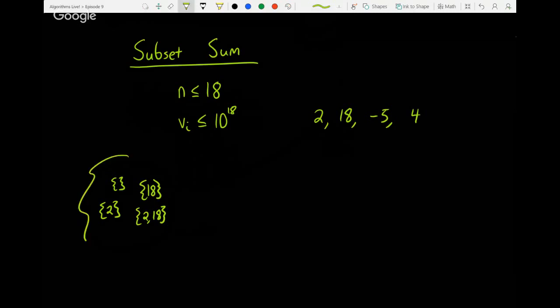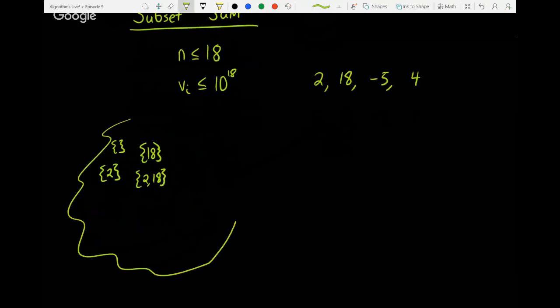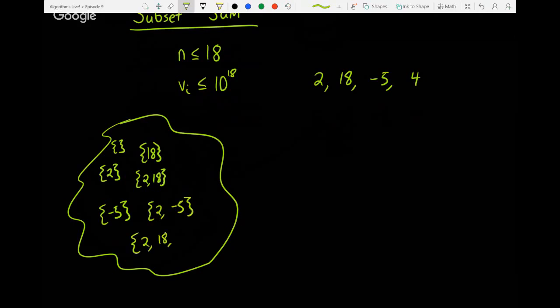And so this bag is going to start growing exponentially. And I'll keep doing this as I go, and eventually I'll get all possible options. So I'm not going to draw them all out. Maybe I'll just do -5. So -5 could be added to the empty set, to the set containing 2. I could have everything. Or I could add it to 18, and so on.